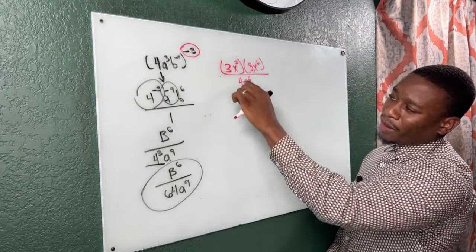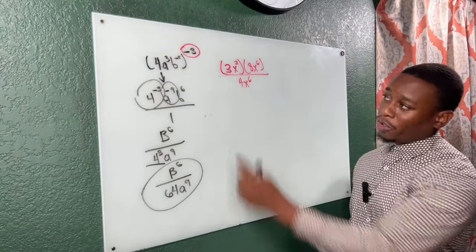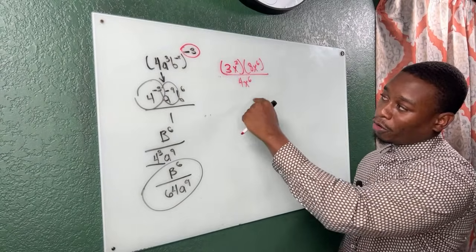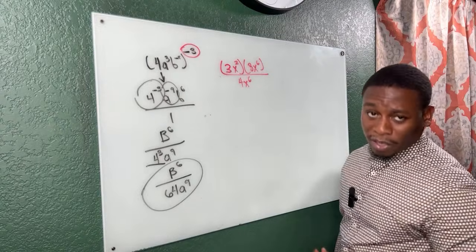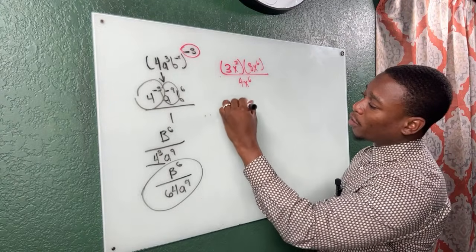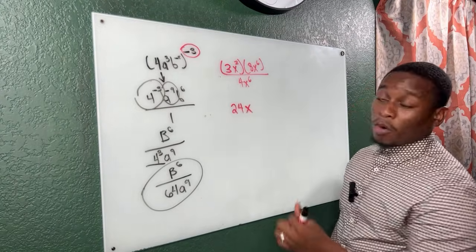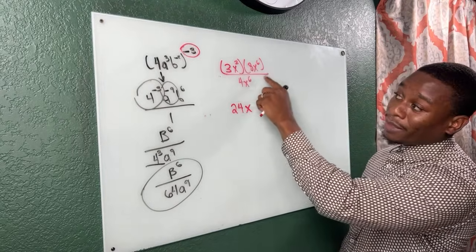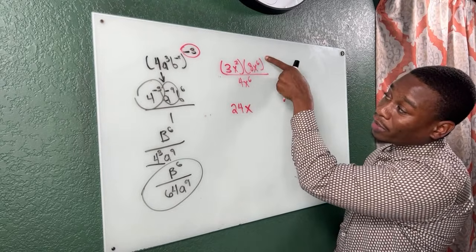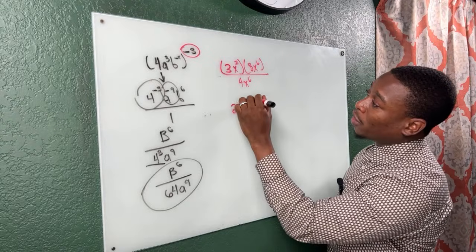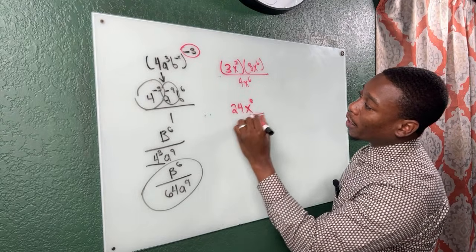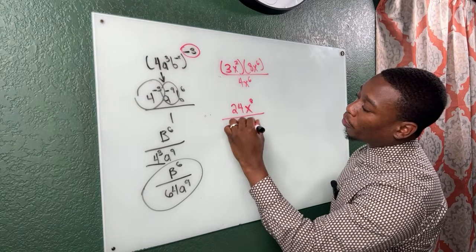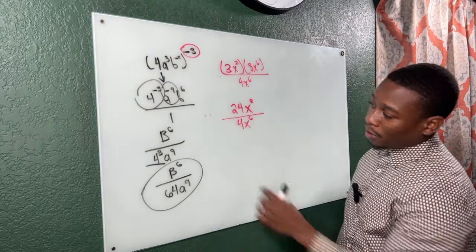I wouldn't try to divide because we're not going to get whole numbers with 3x squared and 4x to the 6. Let's multiply straight across. 3 times 8 gives me 24. When we're multiplying with the same base like this, meaning there's no exponent on the outside of parentheses, we just add. So 6 and 2 gives me x to the 8th, and this is all over 4x to the 6.